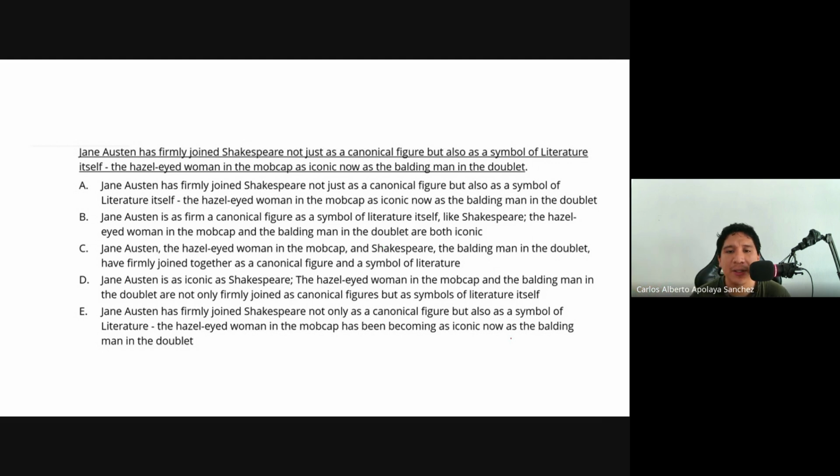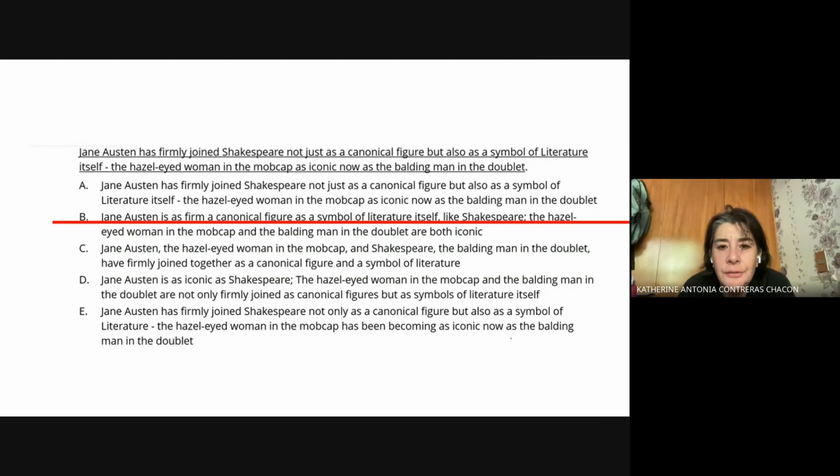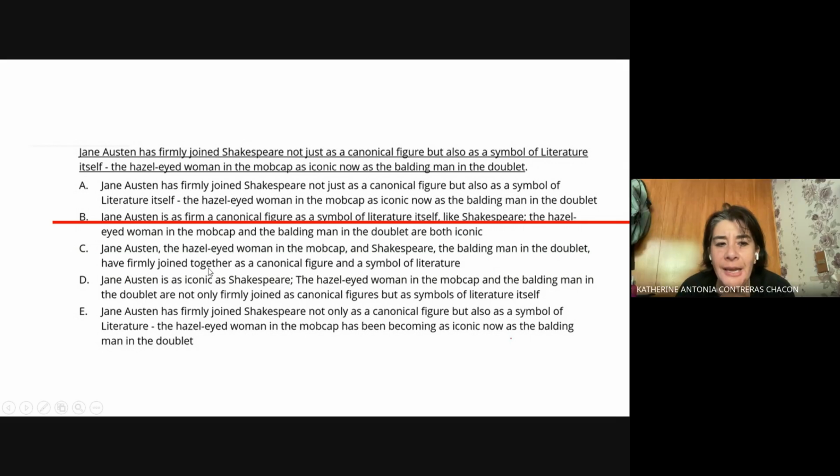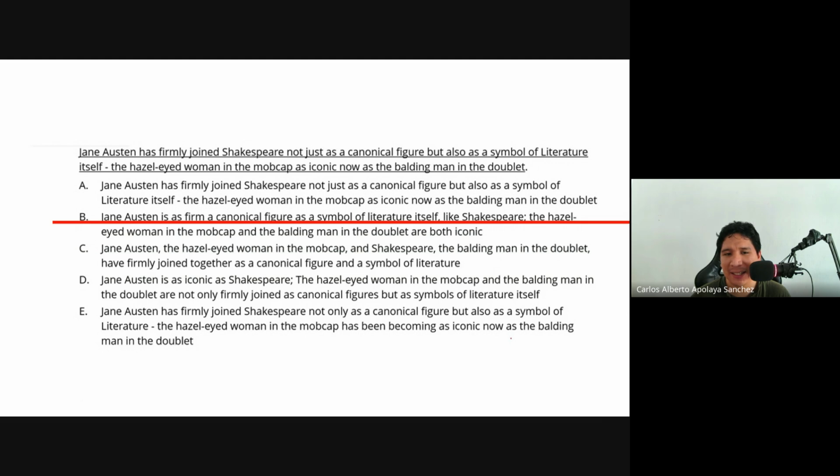But let's go with another one. For me, this is not correct because we have "like." What about this? Jane Austen and Shakespeare have joined together. It says "have firmly joined together," but they are dead. Exactly. It means in the present. This is not correct.